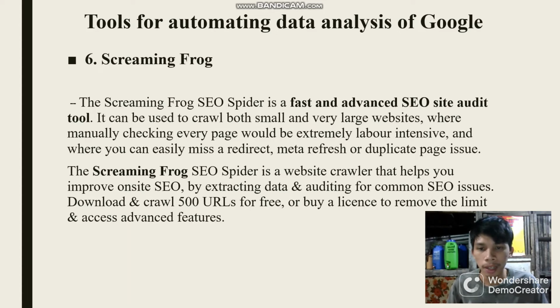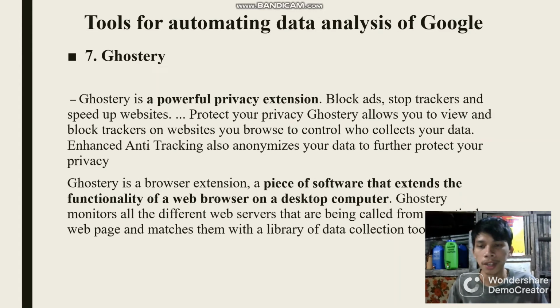The Screaming Frog SEO Spider is a website crawler that helps you improve on-site SEO by extracting data and auditing for common SEO issues. Download and crawl 500 URLs for free or buy a license to remove the limit and access advanced features. Next is Ghostery.